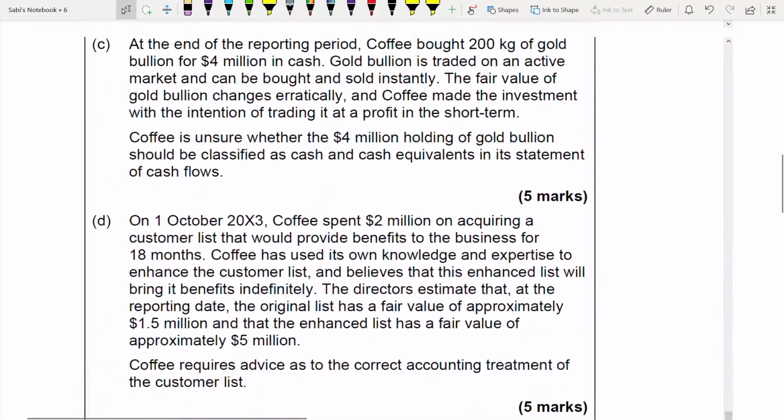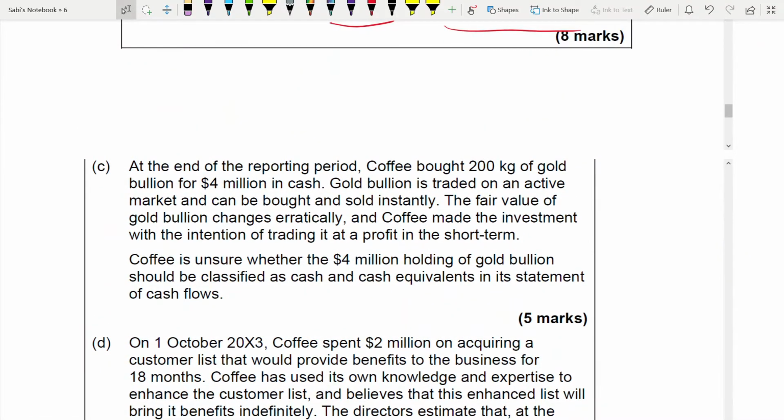Now part C. At the end of the reporting period, Coffee bought 200 kg of gold bullion for 4 million in cash. Gold bullion is traded on an active market and can be bought and sold instantly. The fair value of gold bullion changes very drastically, right? Coffee made the investment with the intention of trading it at a profit in the short term. Coffee is unsure whether the 4 million holding of gold bullion should be classified as cash or cash equivalent.